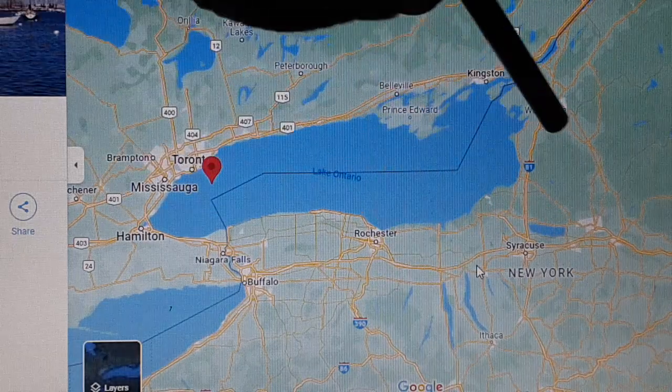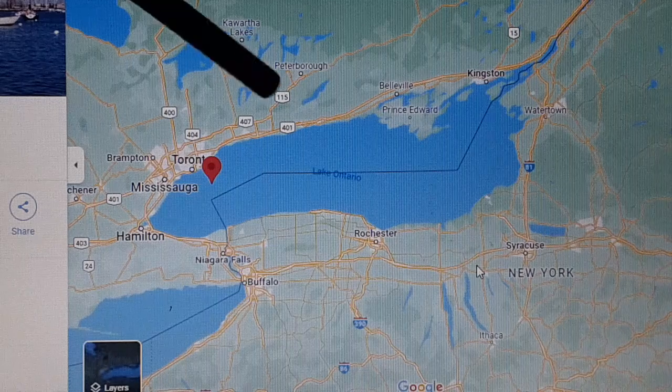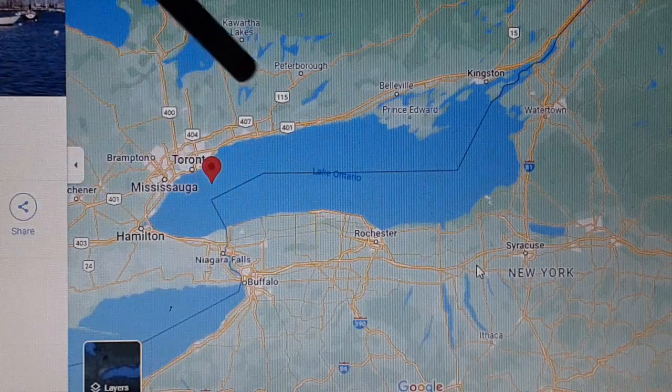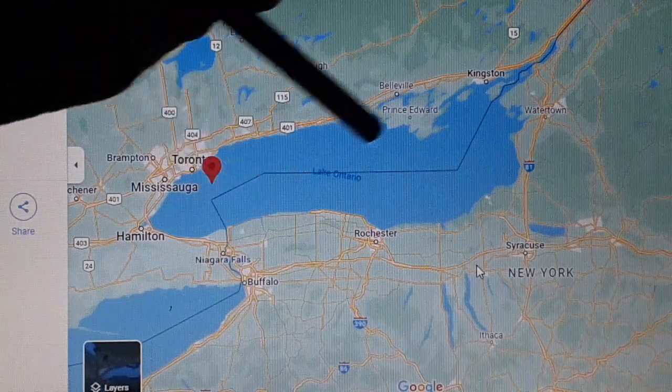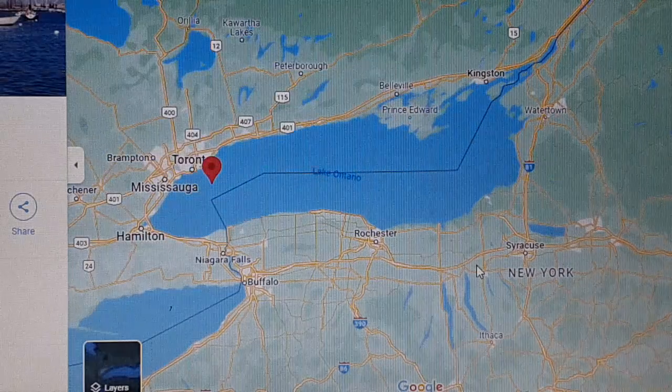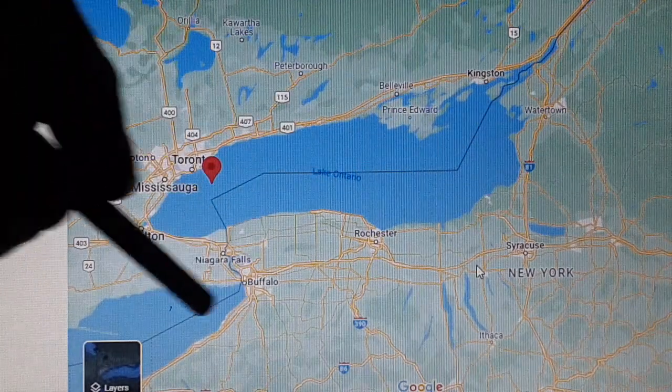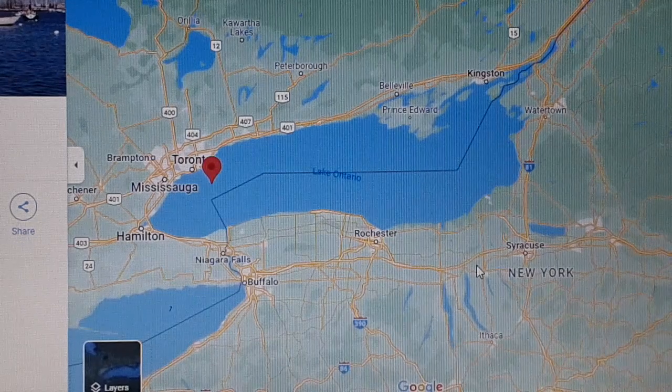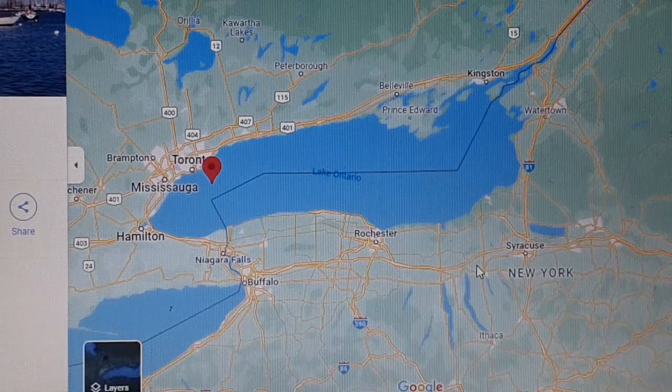Very tough place to navigate. This is actually considered to be the safer area of Lake Ontario. This is considered to be the more dangerous part, even though there's probably way more ships and boats over here on the west. So if you're thinking about that.